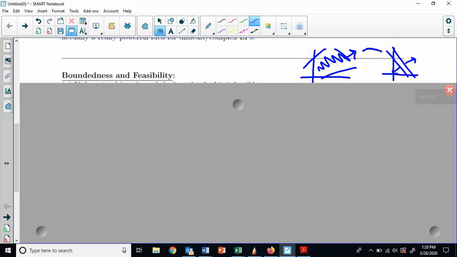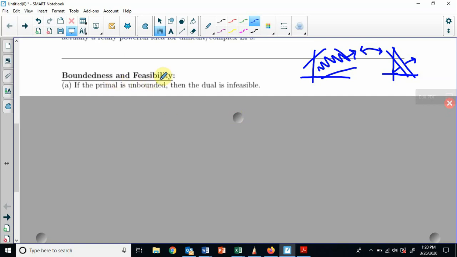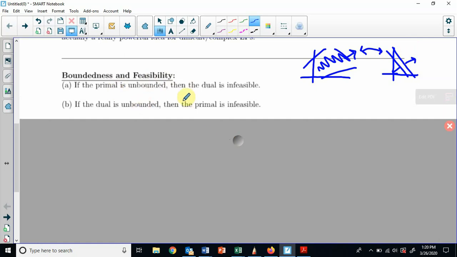There's actually a relationship between duals and primals that are unbounded or infeasible. And the relationship's just like this. If the primal is unbounded, then the dual will be infeasible. And vice versa. If the dual is unbounded, then the primal will be infeasible.